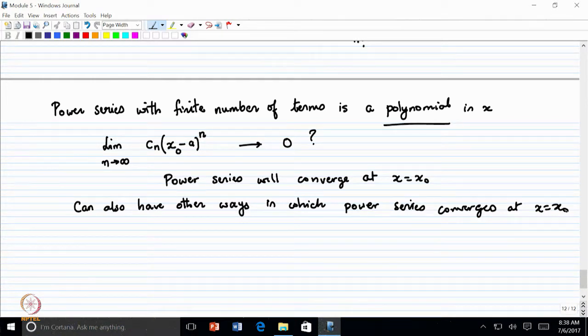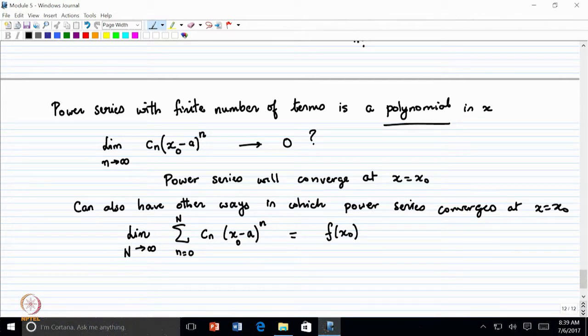So, basically what you want is the limit as capital N tends to infinity of the sum over n equal to 0 to N of C n times (x minus a) raised to n is equal to f of x 0. So, you take the limit as N tends to infinity, and it goes to f of x 0.